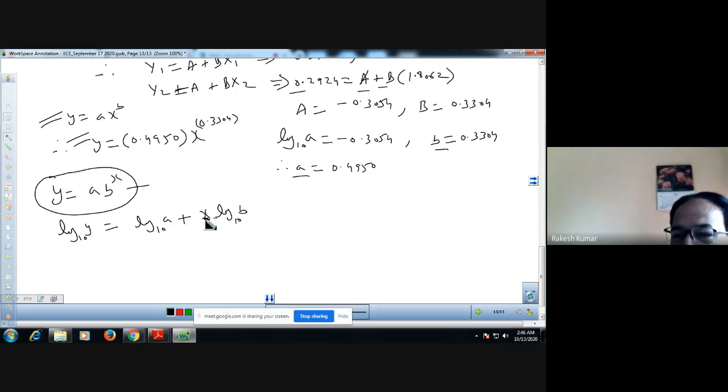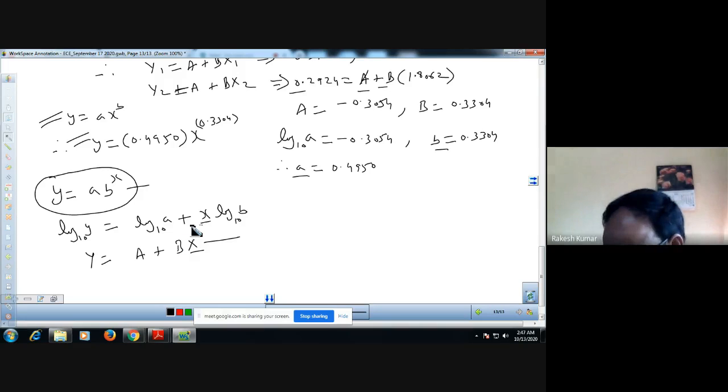Now x is okay. It means this will be capital Y is capital A plus capital B into capital X. Now x is the same as capital X, so there is no change in the value of x. Other values have been changed. So this is the linear equation, and you will use the method of group averages again. So this is the procedure to find out the equation or fitting of the curve.